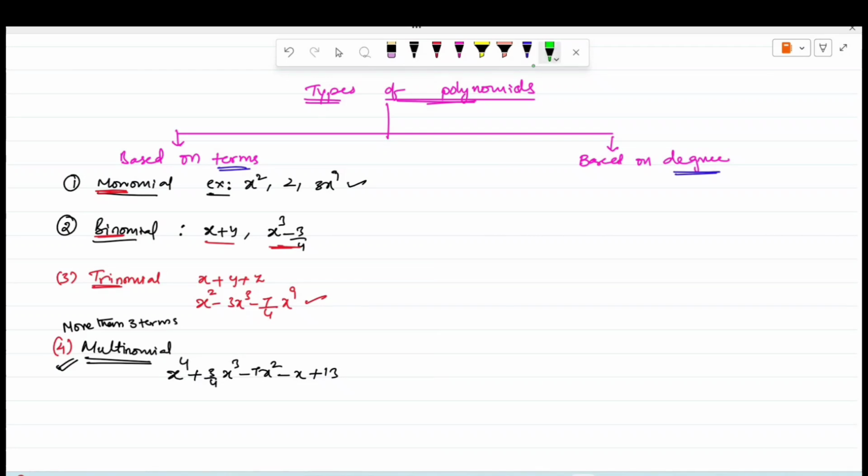Now based on degree. What is the minimum possible degree? Can I say 1? No. We can say degree 0. First type is degree 0. If degree is 0, how does the polynomial look? For example, x power 0. What happens? It will be 1 only. What is 1 called? Initially we discussed 1 is a constant. So if degree is 0, it's called a constant polynomial.